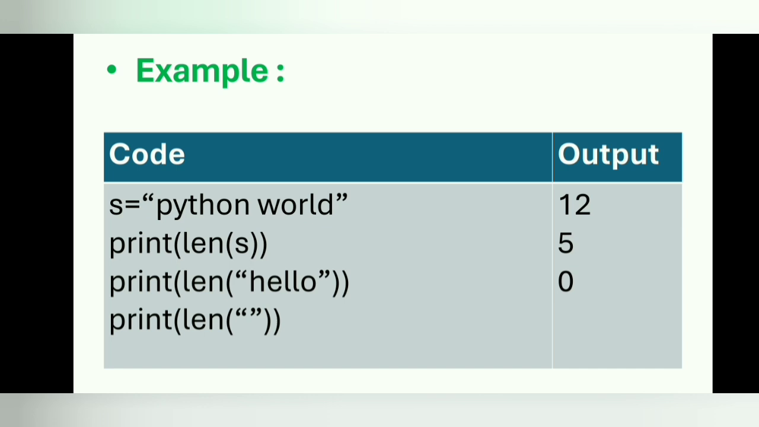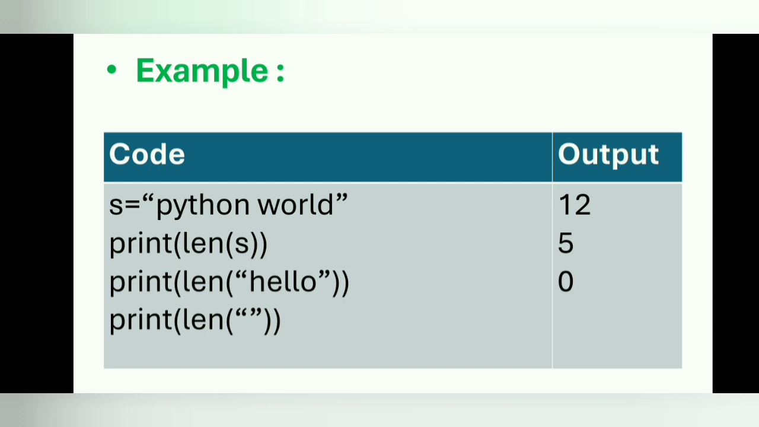Similarly, the string "hello" has 5 characters, so the len function returns an integer value of 5. In the last statement, the argument passed to the len function is an empty string, so it will return an integer value of 0. You can pass the len function a string value or a variable containing a string. In the first statement, we used a variable containing a string. In the second and third cases, we used a string value.